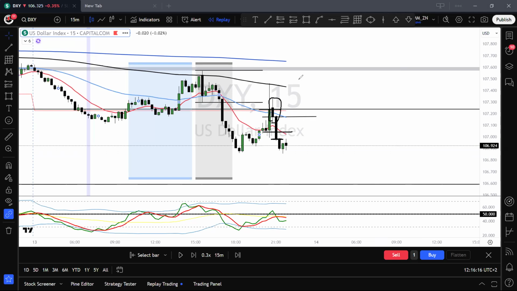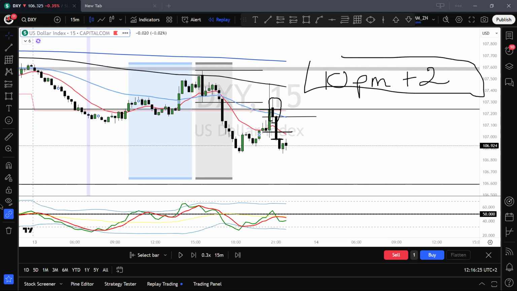And if you're a day trader, this setup has to form before 10 p.m. GMT plus 2. For you to actually execute this trade, it has to set up before 10 p.m.